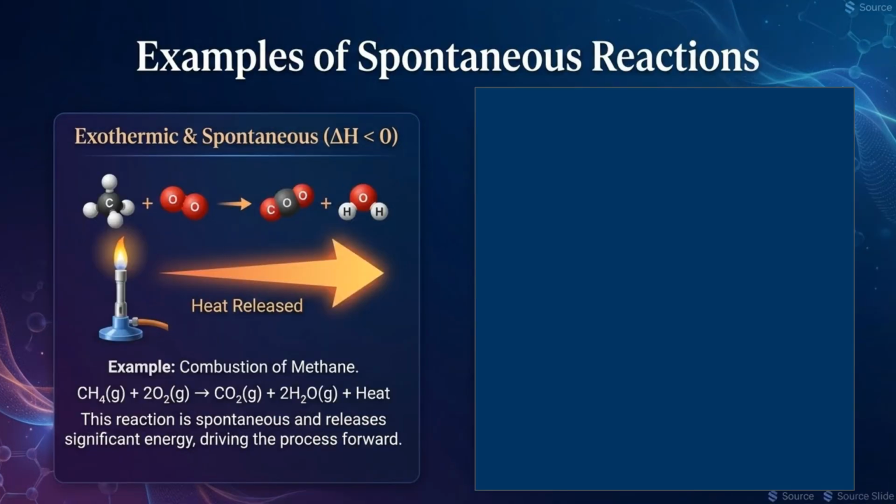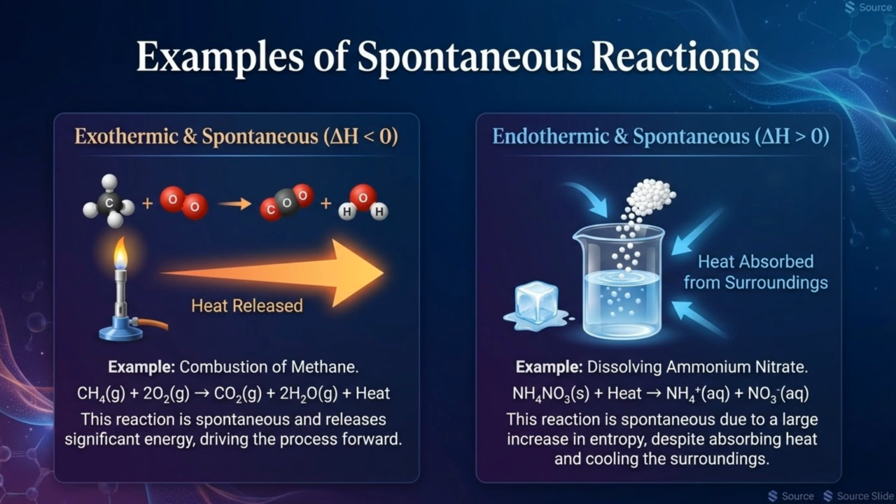The combustion of methane is an example of an exothermic and spontaneous reaction. It releases significant energy, driving the process forward. An example of an endothermic and spontaneous reaction is the dissolving of ammonium nitrate. It absorbs heat from the surroundings due to a large increase in entropy.